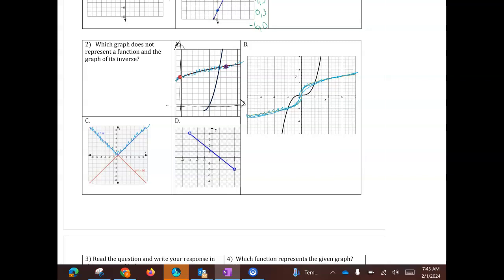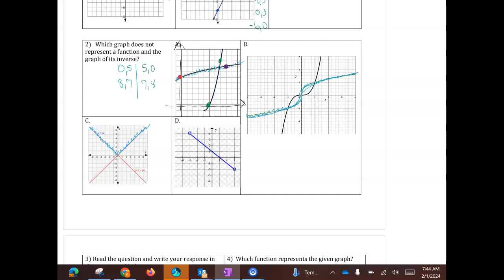So for my original points, I have 0, 5, and the other one, if you count over and up, you'll get 8, 7. So that means when I go to the new graph, I should be able to locate the points 5, 0, and 7, 8. And if I can, then I have a function and its inverse. So here's 5, 0. And then if I go over 7, up 8, there's that point. So this one is a function and its inverse.